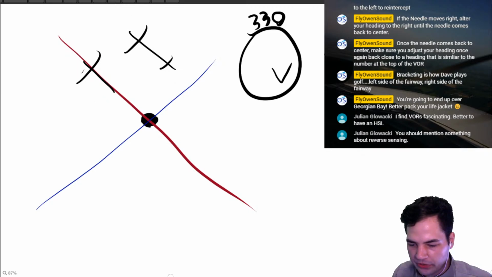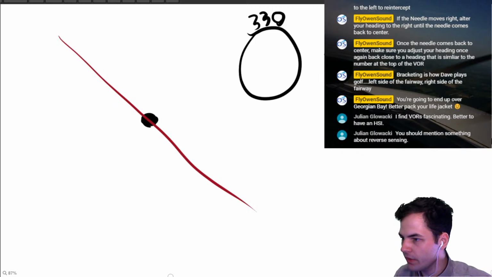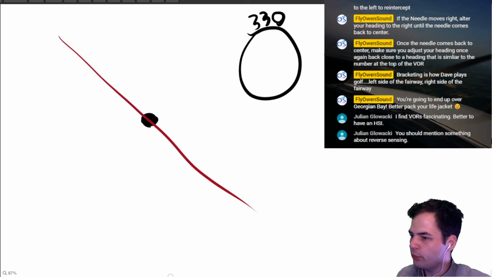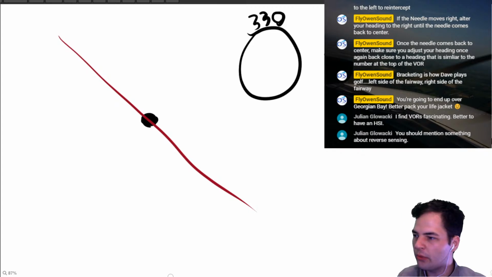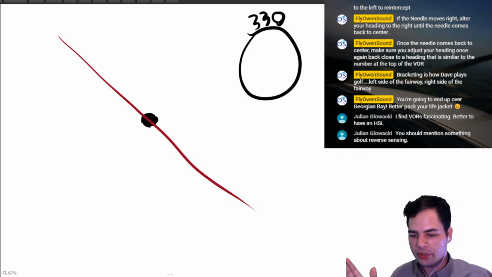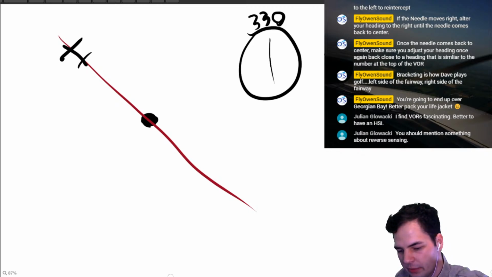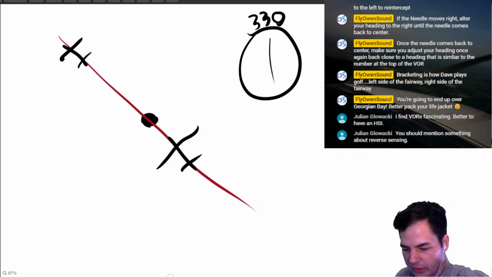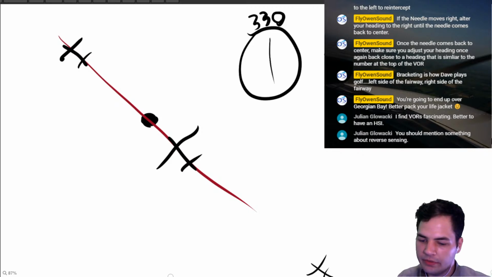Okay, let's reset. So let's talk about the CDI needle now. So we know that if we're on this red line, needle's center, right? So we got 330 at the top. If we're anywhere on this red line, doesn't matter where we are, because that's my 330 degree radial, that needle's going to be right on center. So I could be here, I could be here, I could be even potentially over top of the VOR, I could be way over here. Anywhere that's lined up with that line, needle's going to be center.